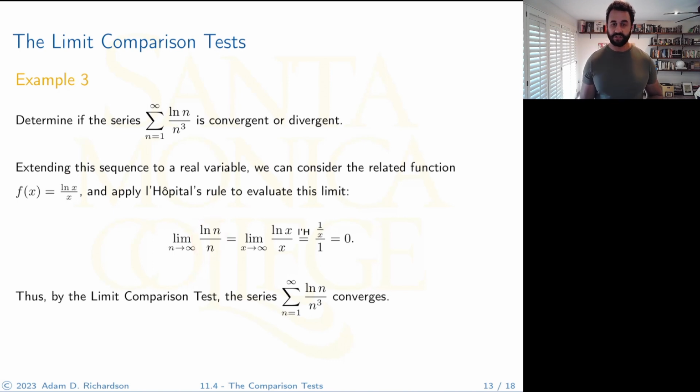So here we go. The limit as n goes to infinity of this is equal to the limit as x goes to infinity of this. We apply L'Hopital's rule. Oop, I forgot, there's a typo here. And then we get the limit as x goes to infinity of 1 over x over 1, which is 0. There we go. Now, because that limit is equal to 0, by the limit comparison test, our series converges, the original series we started with.